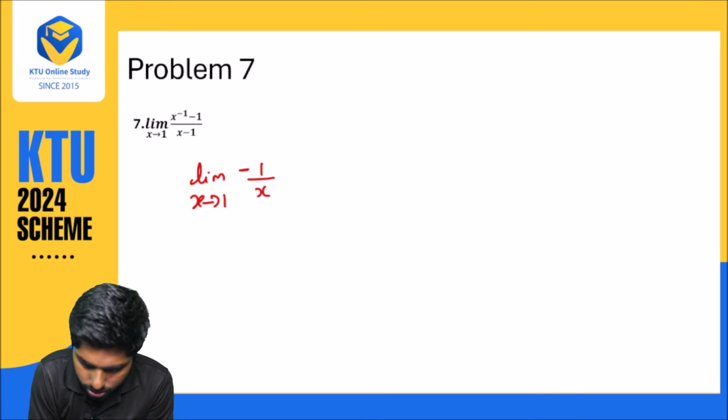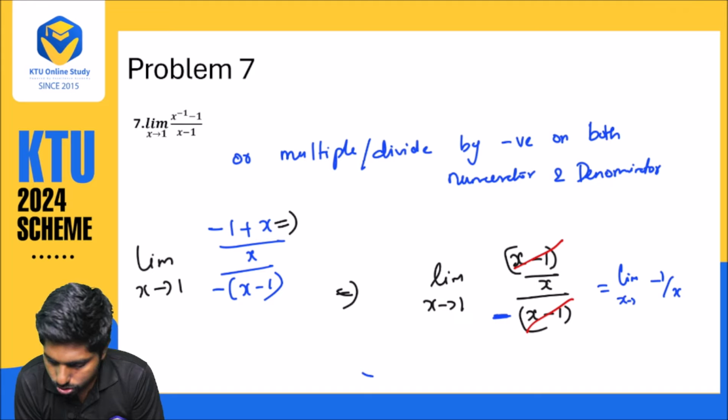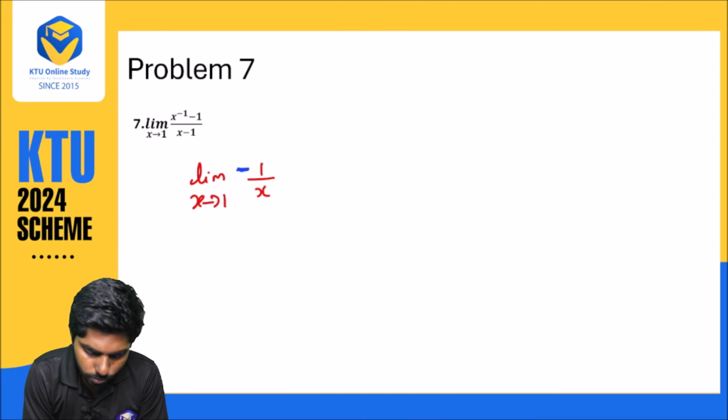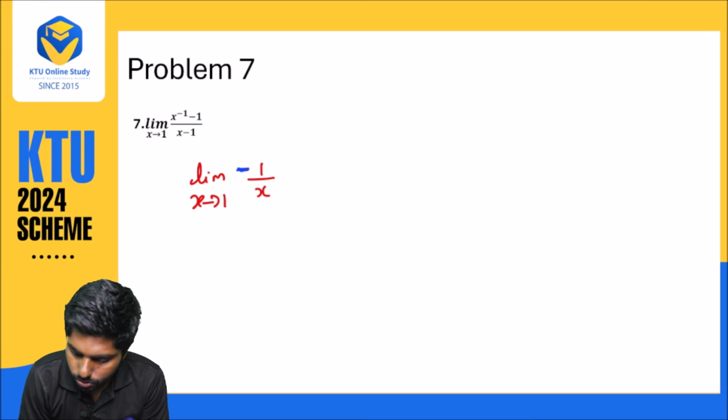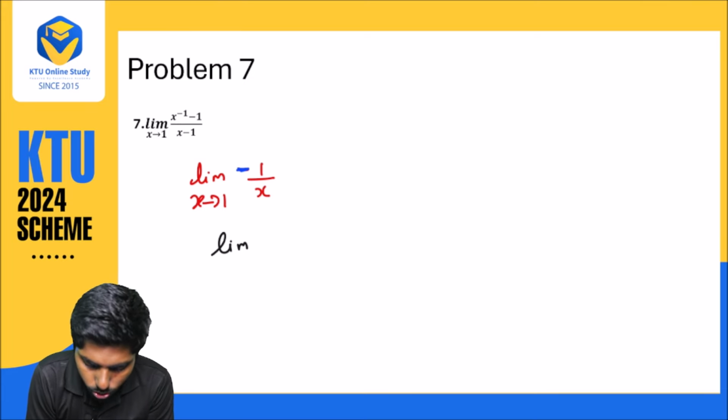Just observe, the minus symbol is there. x minus 1, x minus 1, I can cancel. What is left out is the limit as x approaches 1 of minus 1 by x. The minus I am taking into the numerator. So now when x approaches the value 1, we get minus 1 divided by 1. So L is equal to minus 1.